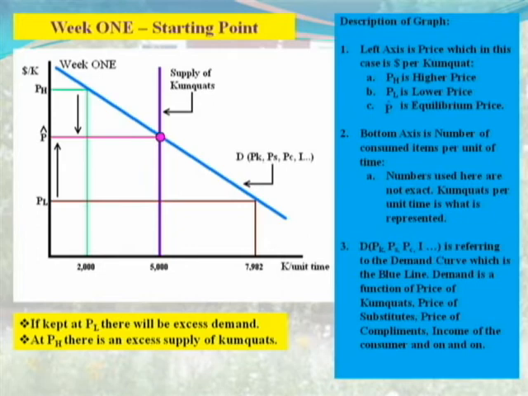At price level subscript H, there is an excess supply of kumquats. In other words, at that higher price level, chances are you may sell a few, but the consumer is not motivated to buy them at the level they would be if the price is a little lower, at that equilibrium price. So there will be kumquats left over.